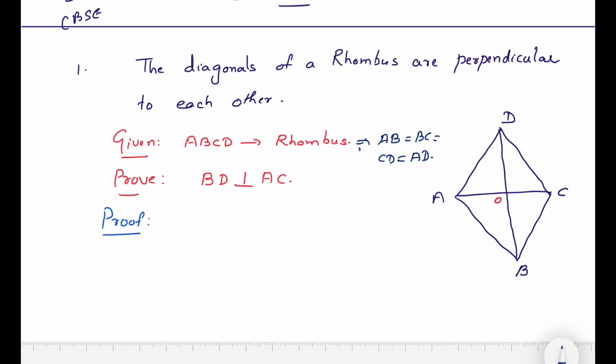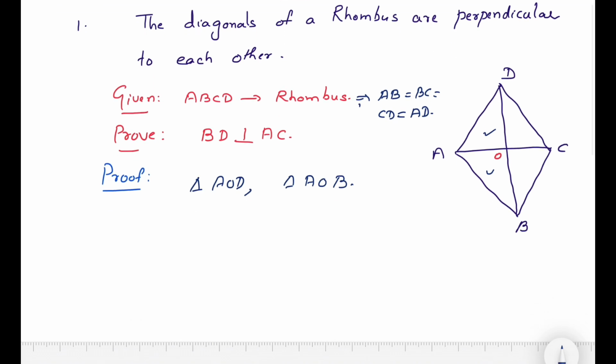So whenever you have to prove it is 90 degrees, you should always take the adjacent triangles. Now I am going to take these two triangles. Consider the triangle AOD and AOB. On the left hand side, you will write all the data of AOD, and on the right hand side all of AOB.